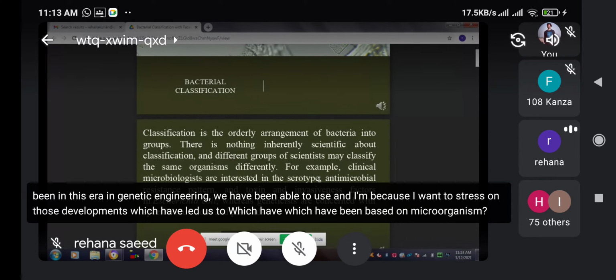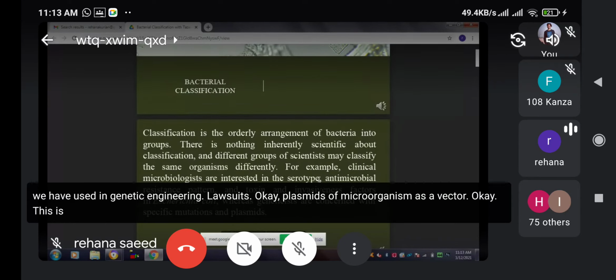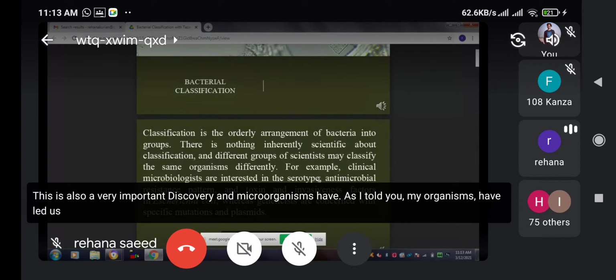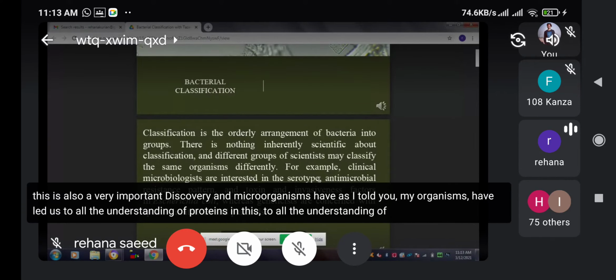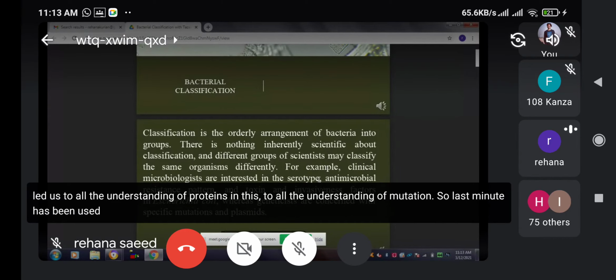So we have used plasmids of microorganisms as a vector in genetic engineering. This is also a very important discovery, and microorganisms have, as I told you, led us to all the understanding of protein synthesis, to all the understanding of mutation. So plasmid has been used as a vector, and there are many other uses also.